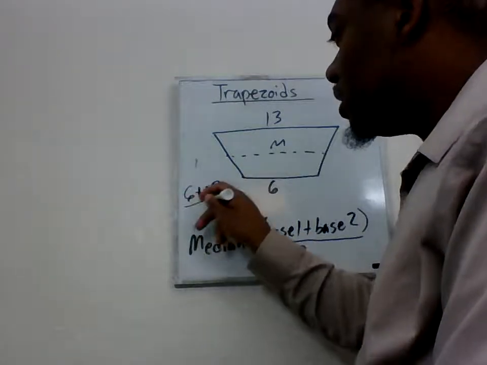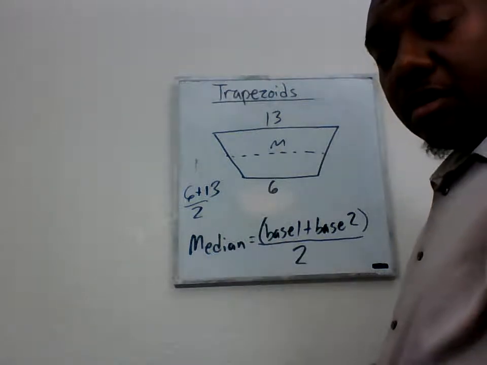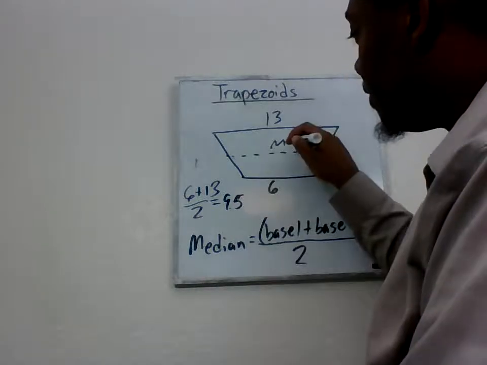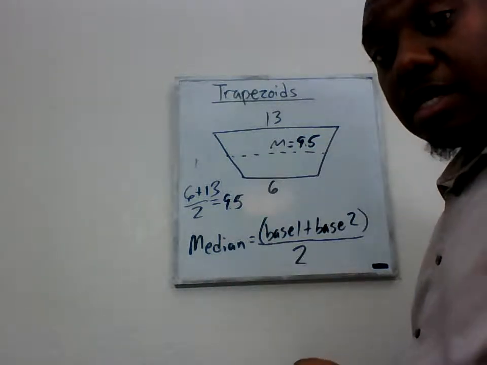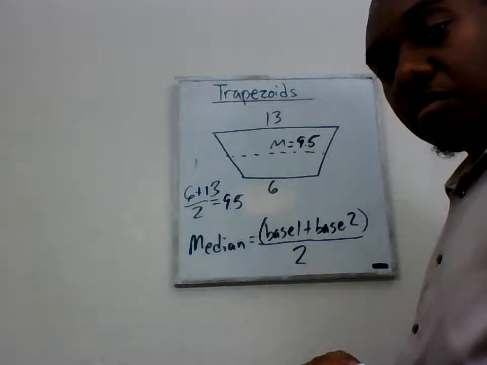So 6 plus 13, and let's divide by 2. Well, 6 plus 13 is 19, and when we divide that by 2, we get 9.5. So the median would be 9.5, because that's halfway between 6 and 13.